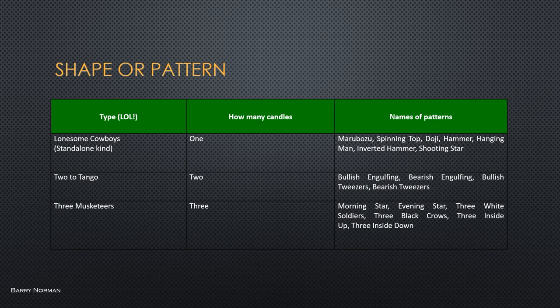Now, the chart you're looking at, I didn't make up. I found it on the internet. And I don't call them Lonesome Cowboys and 2 for Tango and 3 for Musketeers. That's whoever made up the chart. Thought it was a cute name. But it's 1, 2, and 3 candlestick patterns.